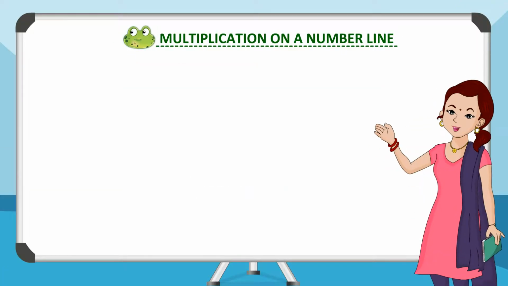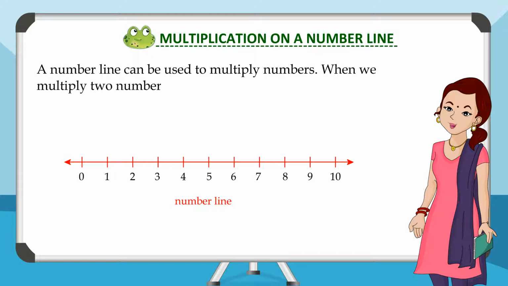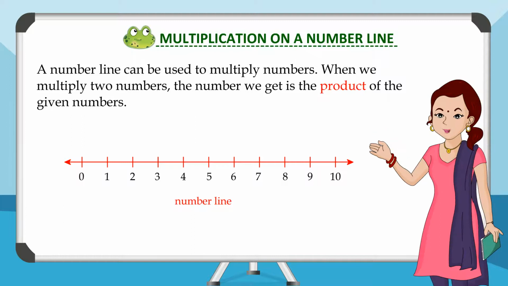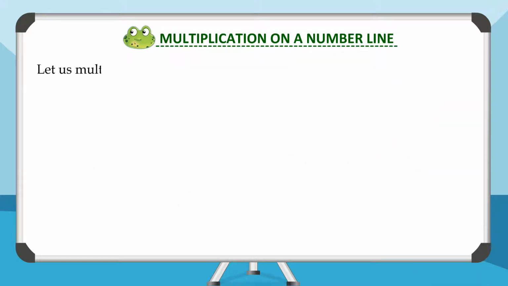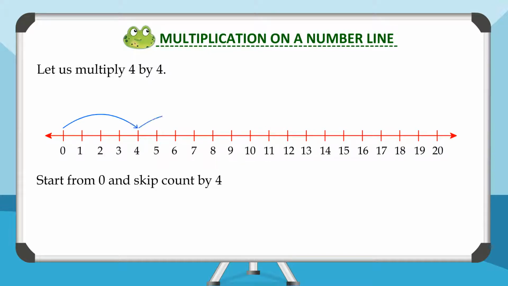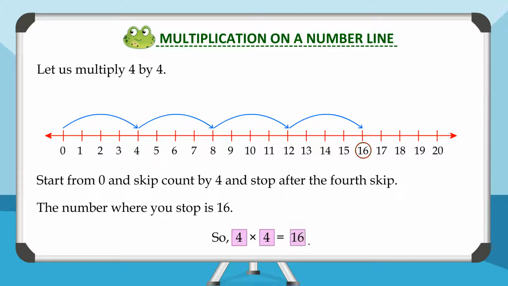Multiplication on a number line. A number line can be used to multiply numbers. When we multiply two numbers, the number we get is the product of the given numbers. Let us multiply 4 by 4. Start from 0 and skip count by 4 and stop after the fourth skip. The number where you stop is 16. So, 4 × 4 is equal to 16.